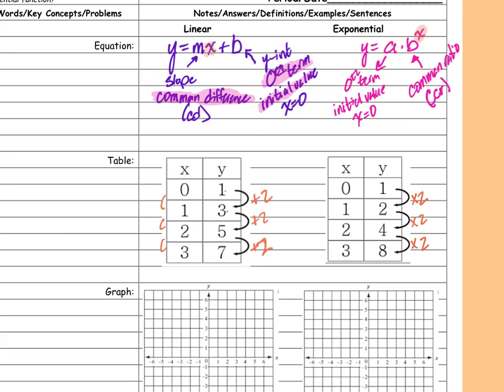So if it's exponential, I'm multiplying by the same number every time. Does that make sense? Oh, I should put a little star there. Okay? Are you guys okay with that? So I'm multiplying by the same number every time.